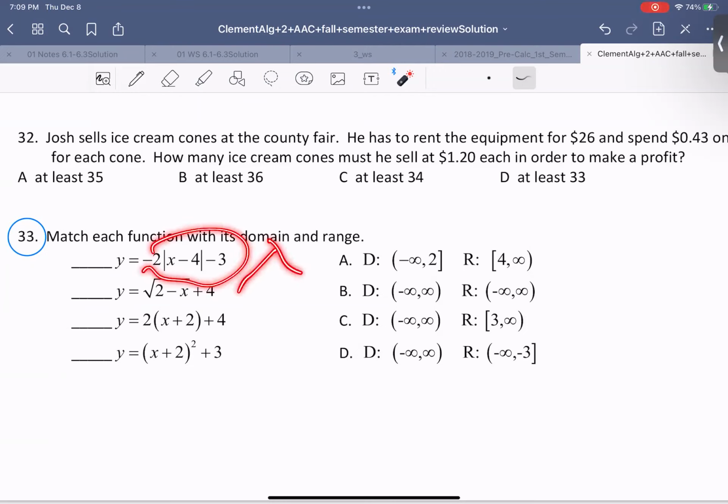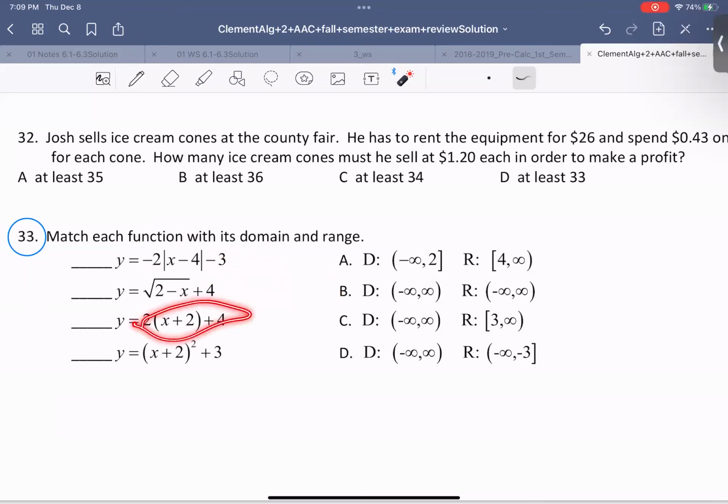This guy is going down. Okay, this guy is going down. So in that way, you immediately know this guy's range. This guy is something like this, but you have a negative x, so this guy opens to the left. Its y value will be greater than or equal to 4.